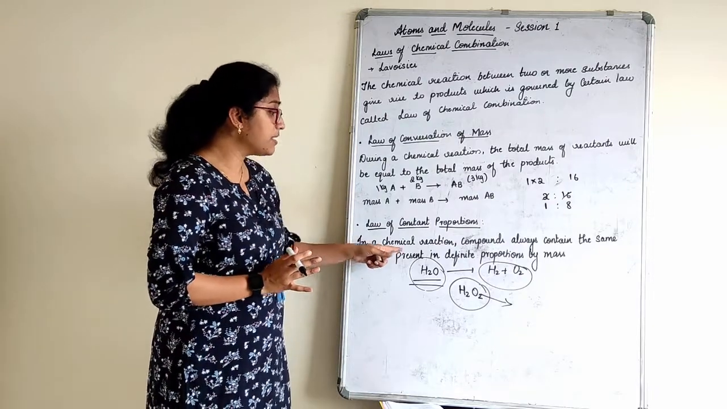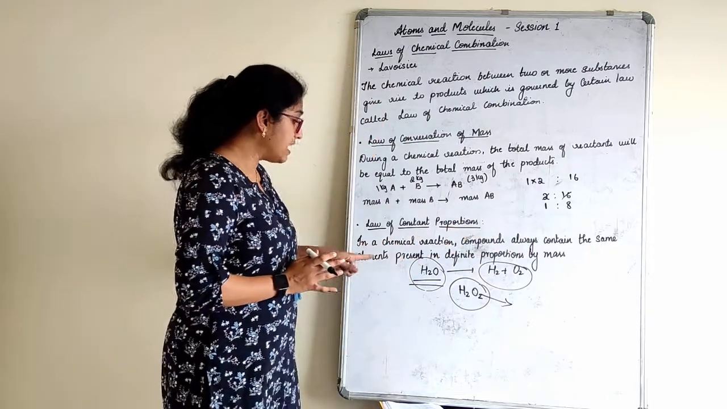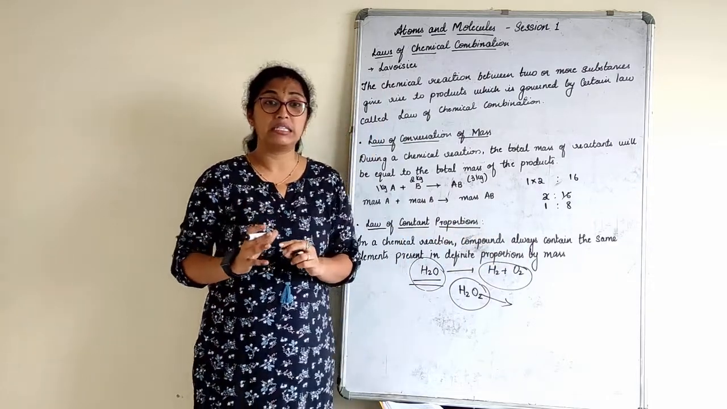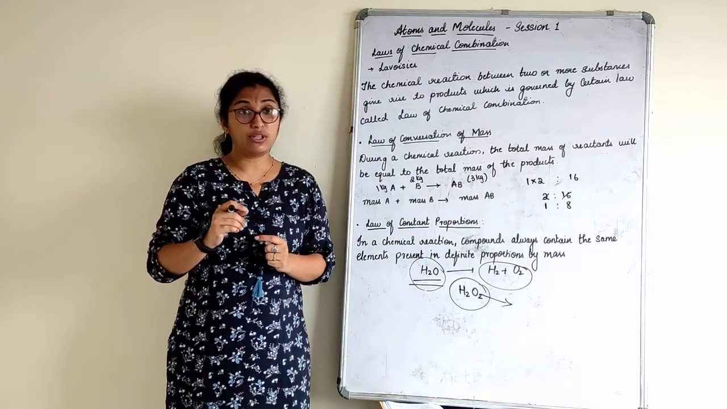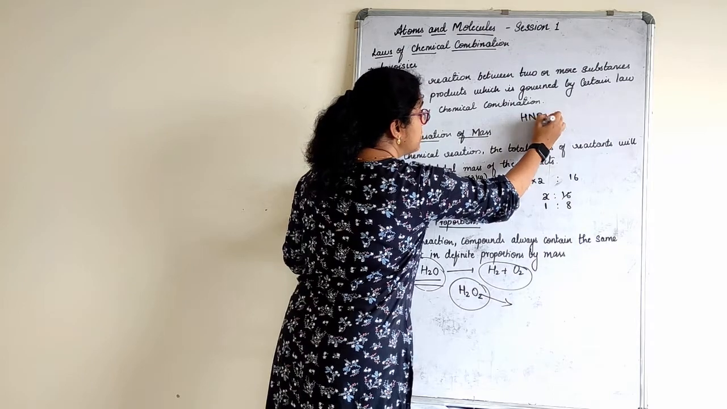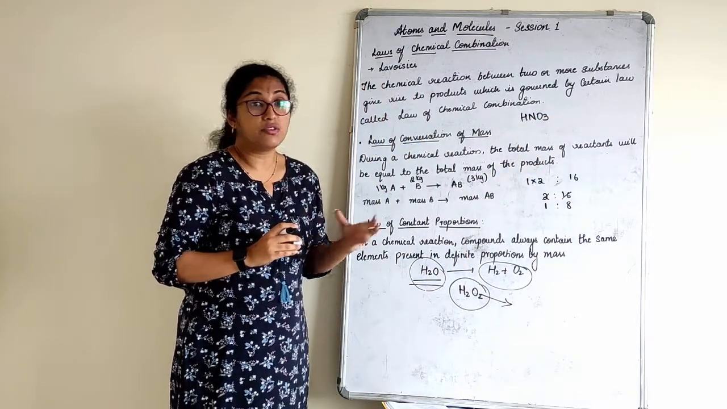So, in a chemical reaction, compounds always contain the same elements present in definite proportion by mass. So if it is nitric acid, it has to be HNO3 only, like this only. I can't be taking 2 atoms of nitrogen there.